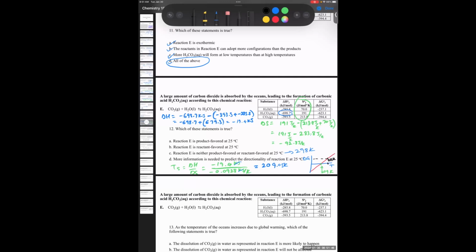If delta G is positive, it's going to be reactant favored. So the reaction is reactant favored at 25 degrees Celsius. The answer should be option B. We calculated a switching temperature, and based on that, at 298 Kelvin, delta G is positive.